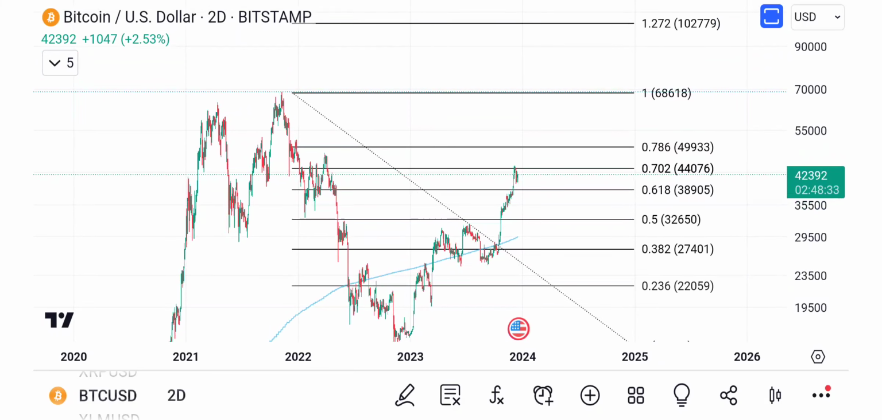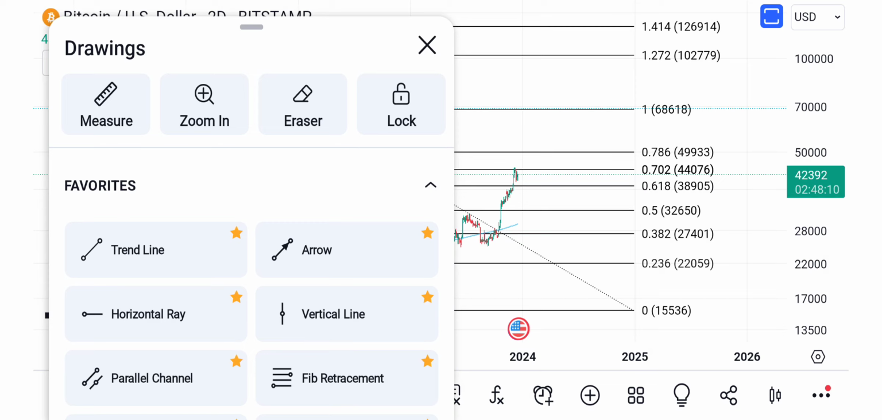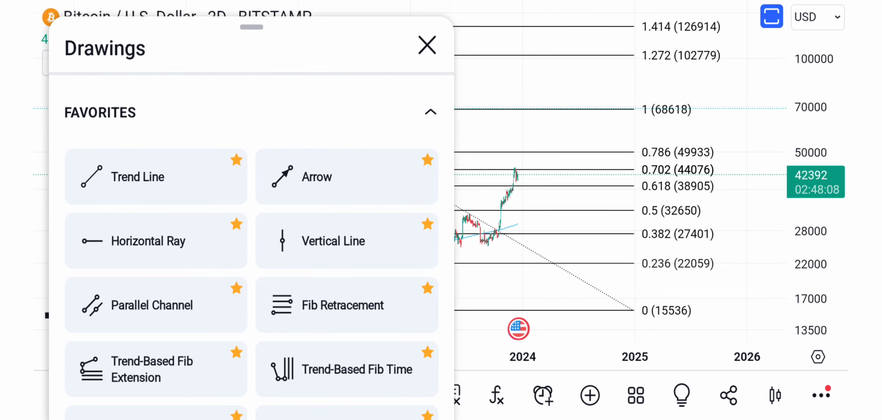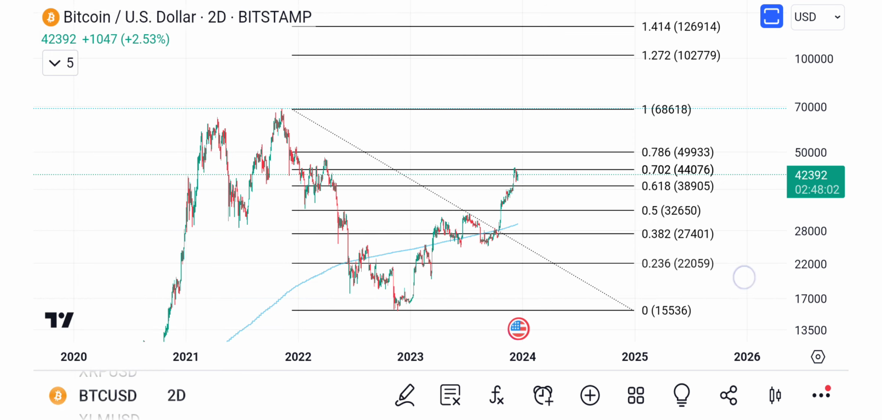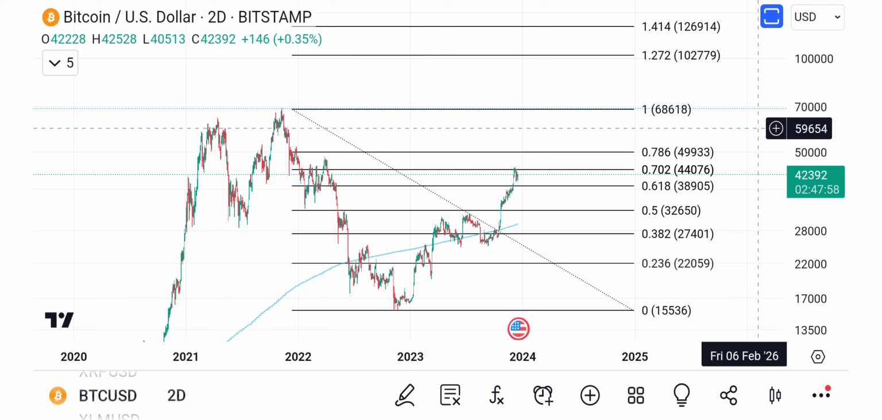And then also the 886. I don't have it on here right now, but the 886 is also very important. But anyway, we're at the 702. The next one would be the 786, right? If we can get past, say, 49.9K, I mean basically 50K, we have a good chance at challenging that 60K level.